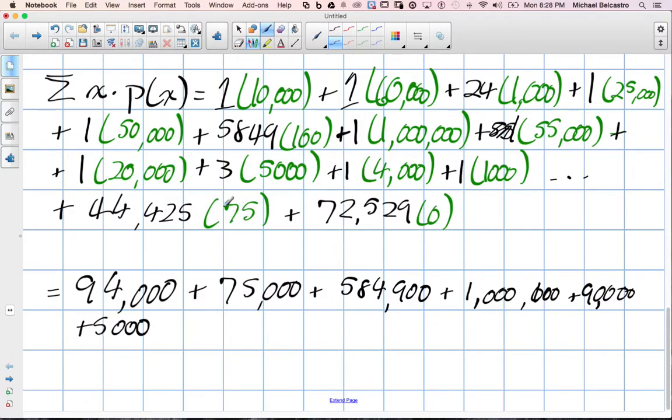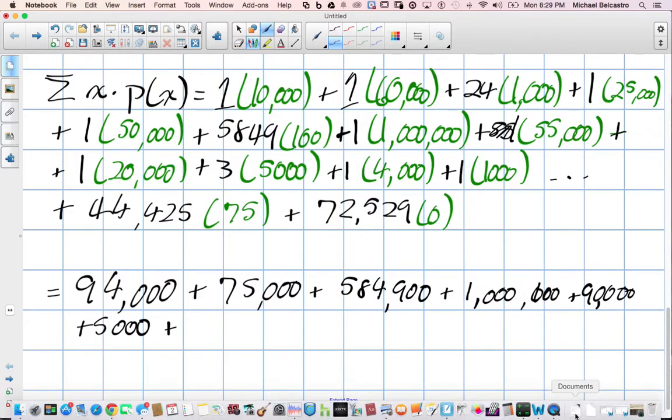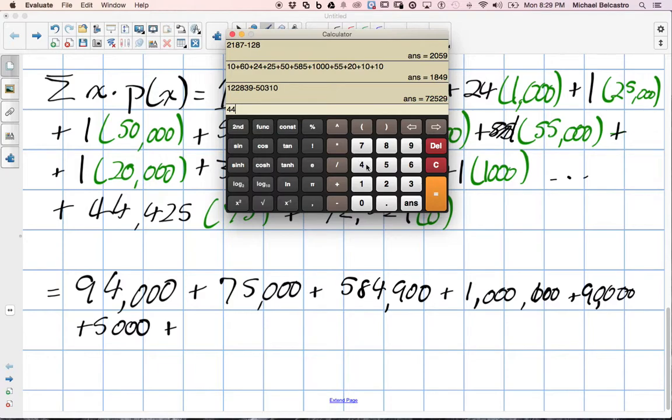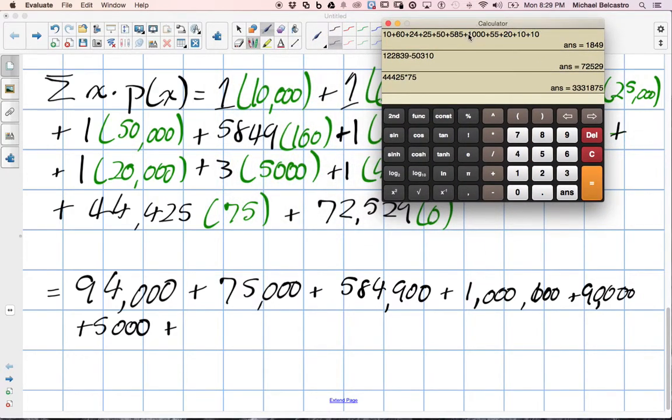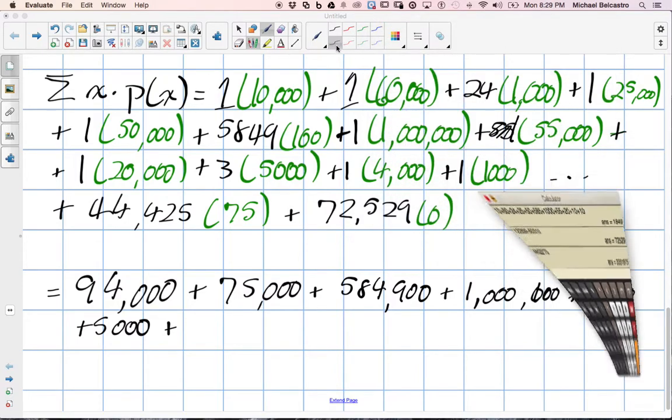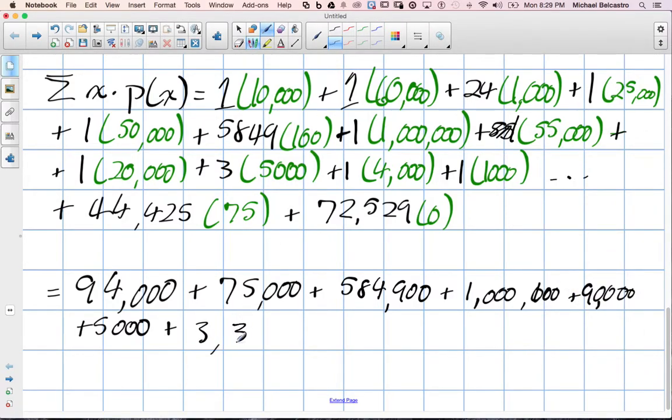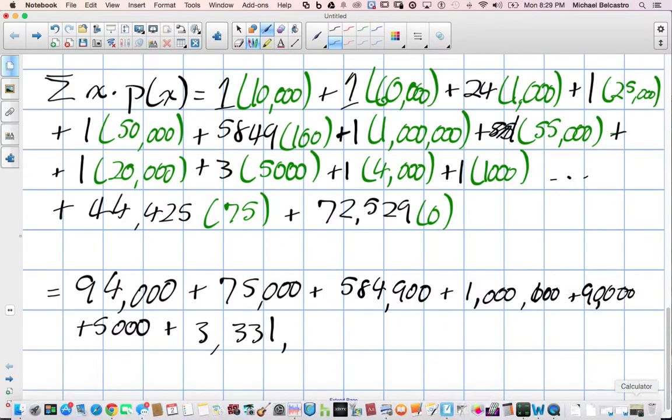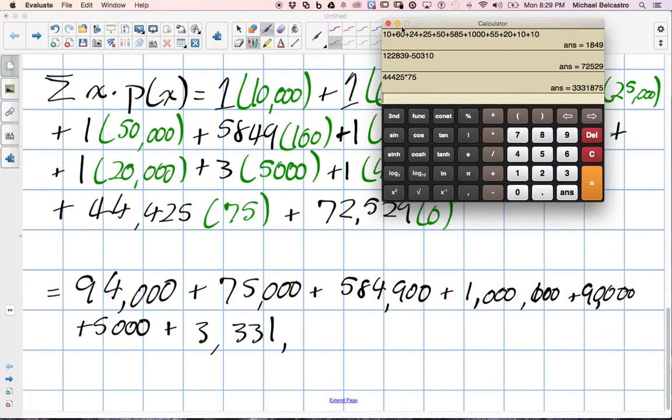And then finally, this one I need you to calculate here. What is 44,425 times 75? I can try to join you along. 44,425 times $75. Okay, let's write it down. So it's 3,331,875. Wow, that's a lot.